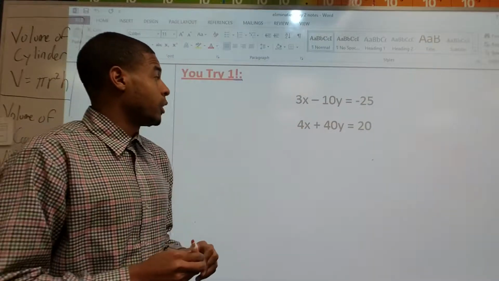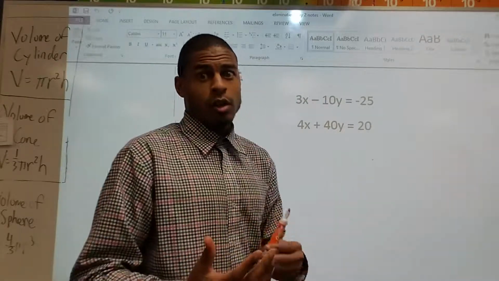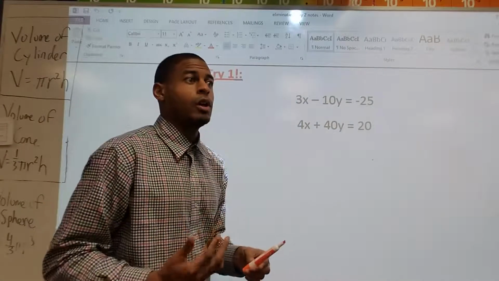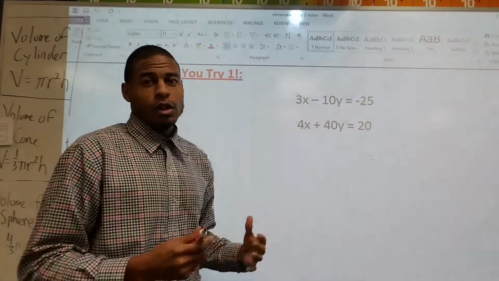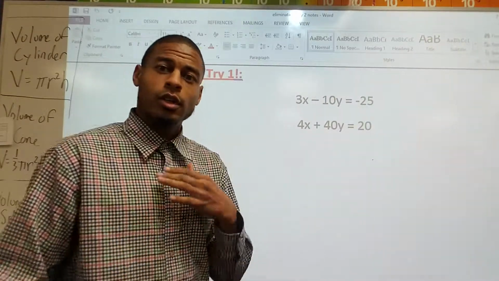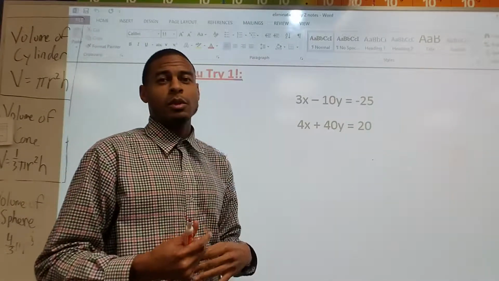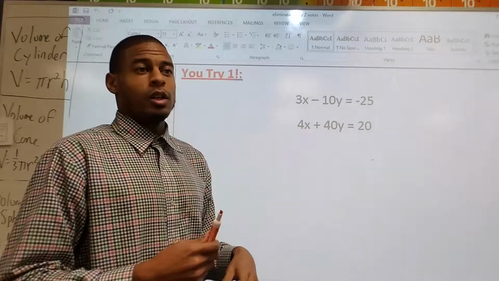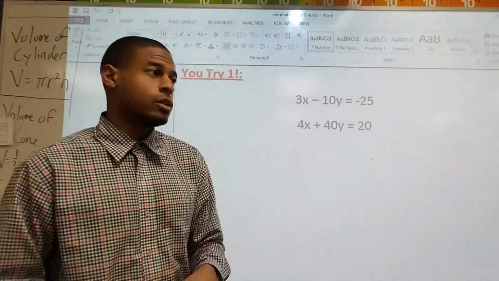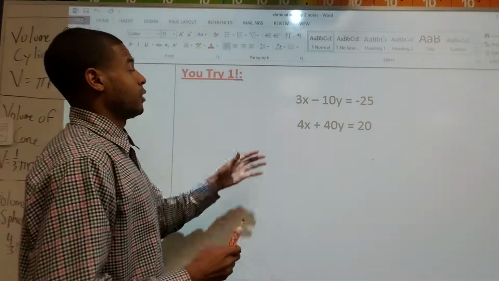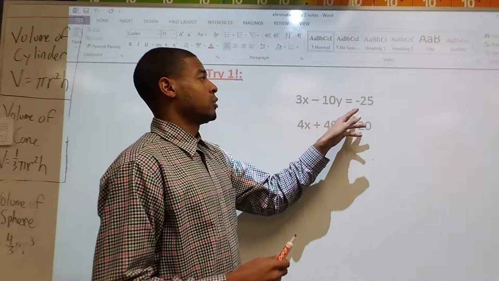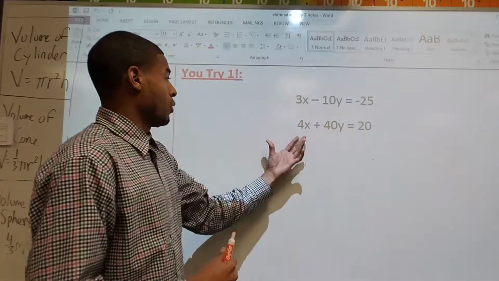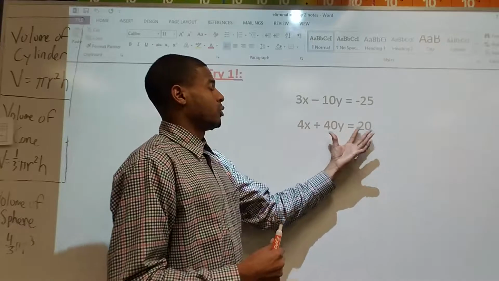With the elimination method, you're trying to find opposites. What I mean by that is, for example, the opposite of 1 is -1. We're trying to find opposites to eliminate so we get the x or the y by itself. So we have 3x minus 10y is equal to -25, and 4x plus 40y is equal to 20.